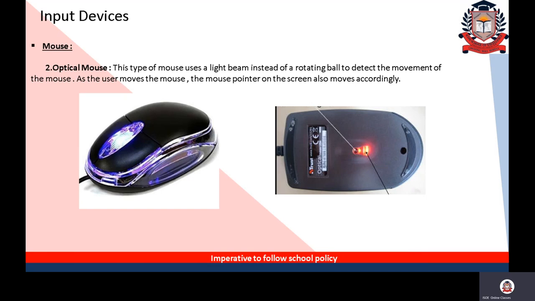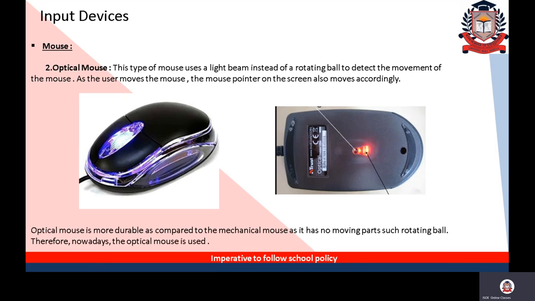In a mechanical mouse, the ball will be moving and the mouse will be moving, so that the pointer will move according to the ball movement. Whereas here, an LED light beam will rotate. Based upon that, the pointer will be moved. As the user moves the mouse, the pointer on the screen also moves accordingly.